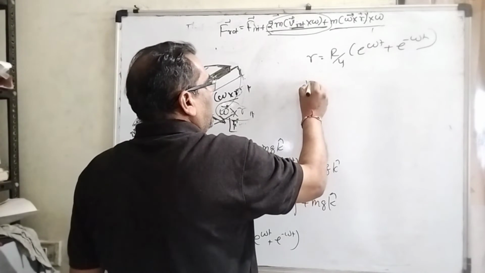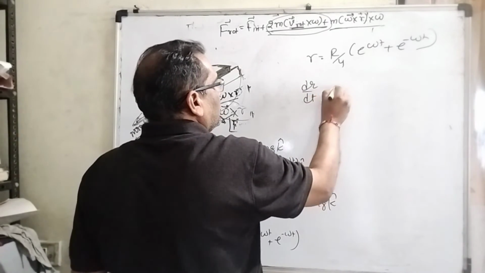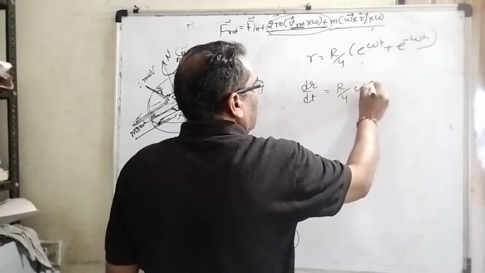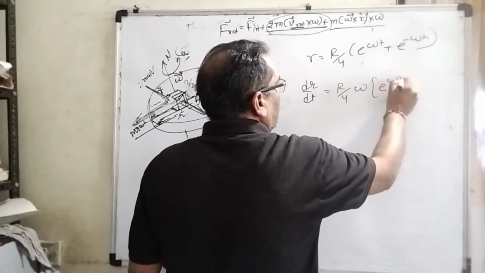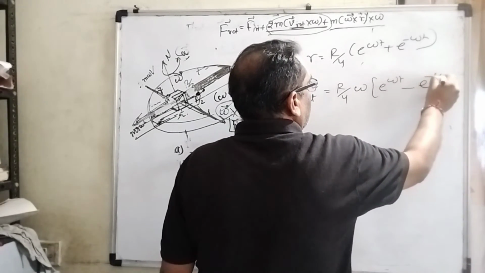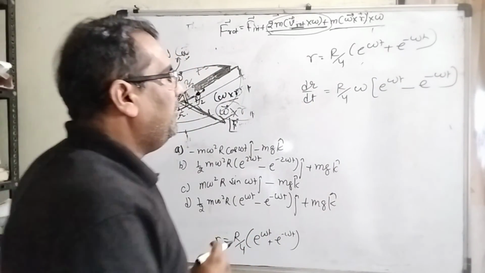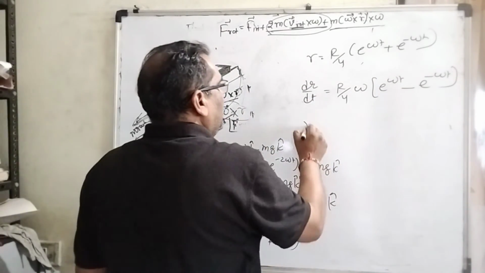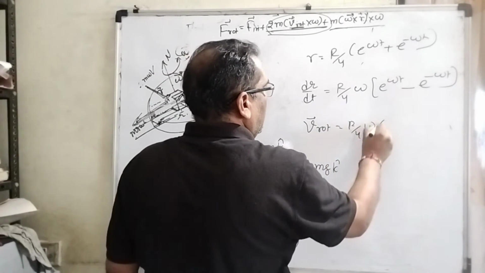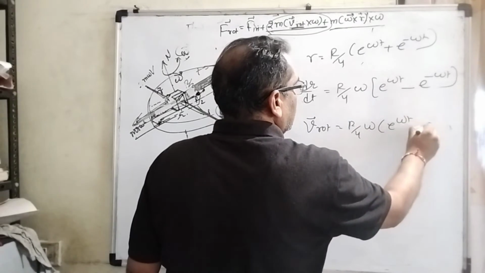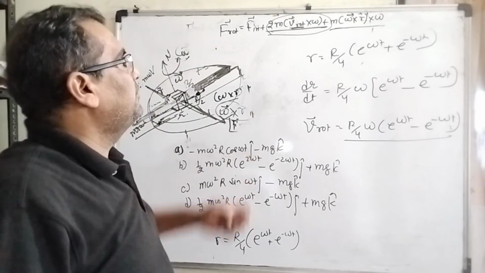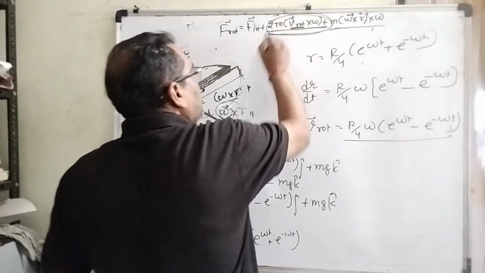Differentiate with respect to t both sides. R by 4 omega, taking common, e raised to power omega t minus e raised to power minus omega t. Differentiating with respect to t, dr by dt is v rotational, r by 4 omega e raised to power omega t minus e raised to power minus omega t. Now substitute this value in the formula.